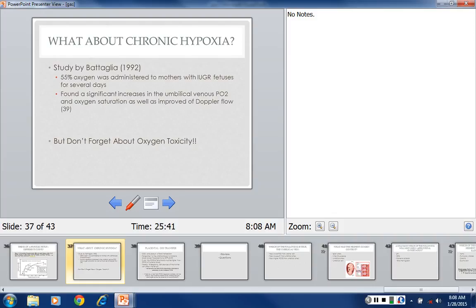But again, remember, you can't do this for a very long period of time. You can't keep anyone on 100% oxygen for more than a few hours at a time. It's toxic.